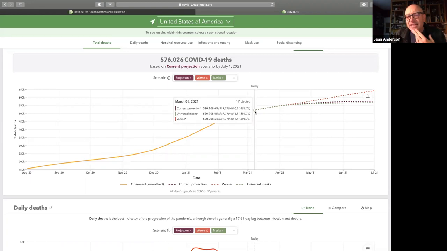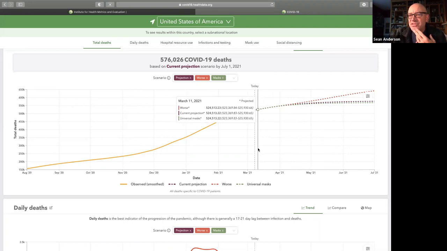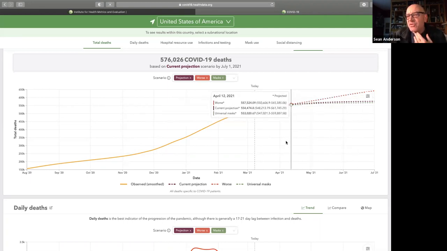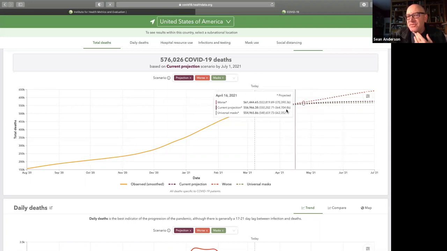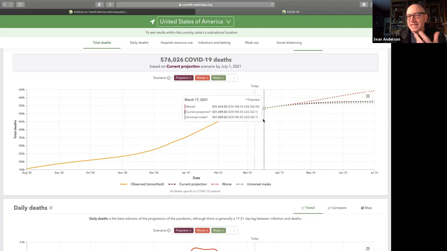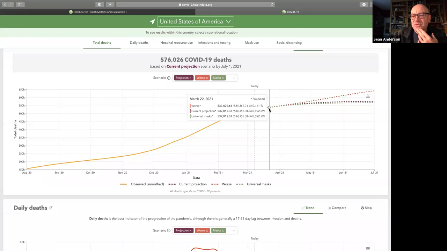But here's today. And then as we go forward in the future, you'll see there's some extreme predictions. There's the red line that goes up. There's a more conservative line that's green. And there's a maroon line that's sort of what they think is the likely outcome. And all of these things assume different things. So the green assumes that everybody wears masks all the time, and so on and so forth.